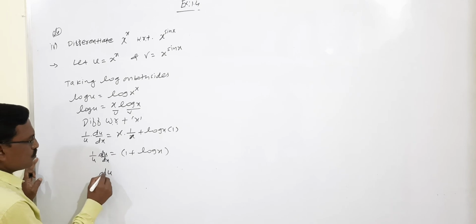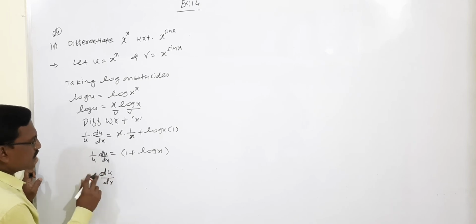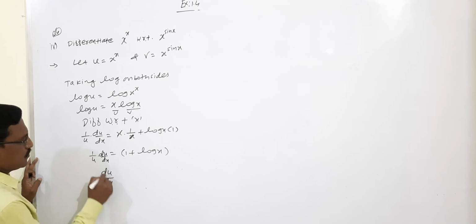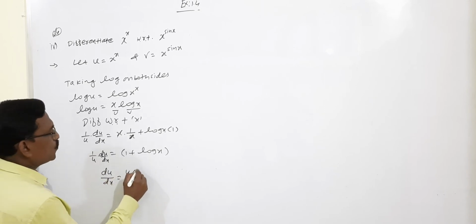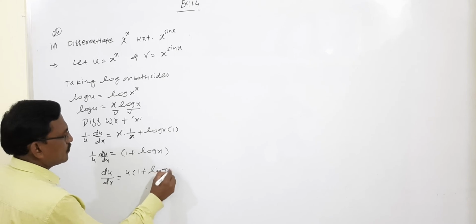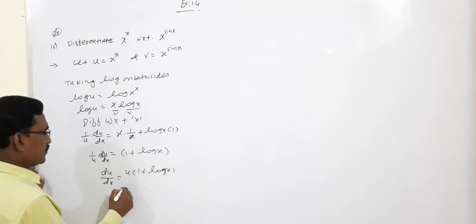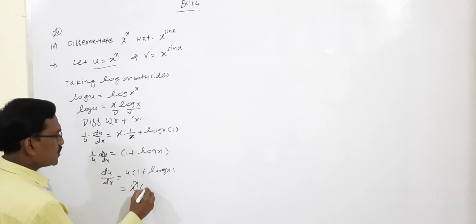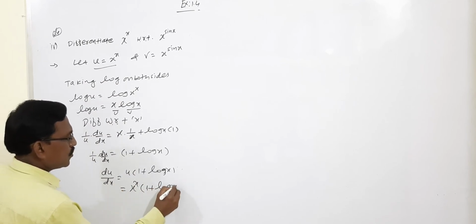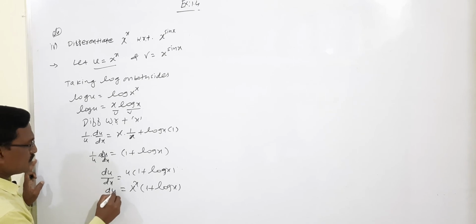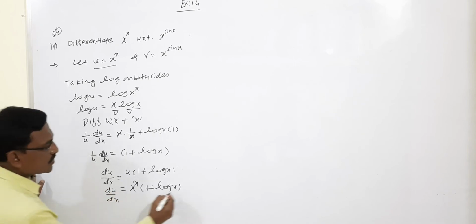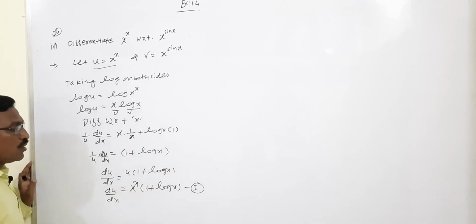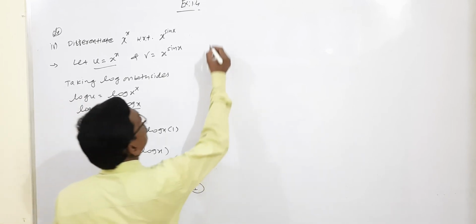It is du by dx equal to u into 1 plus log x. But u is our original function, so x to the power x into 1 plus log x. This is du by dx. Call this equation first. Now similarly we take the v function.